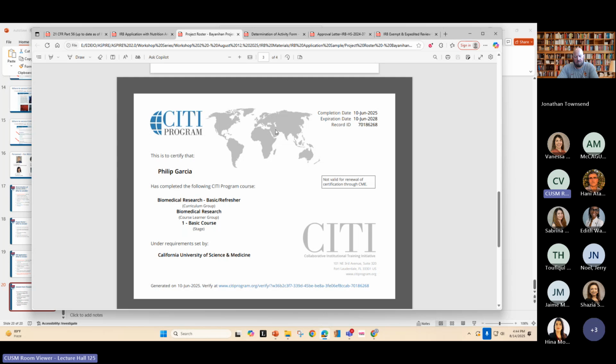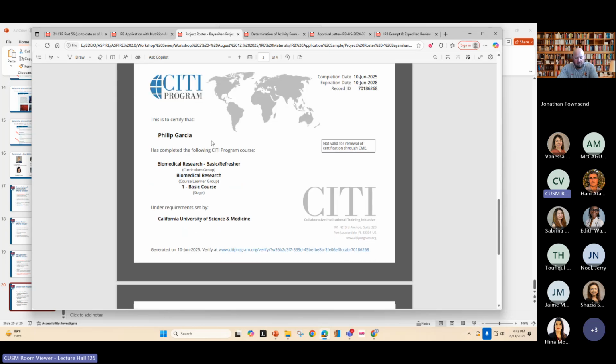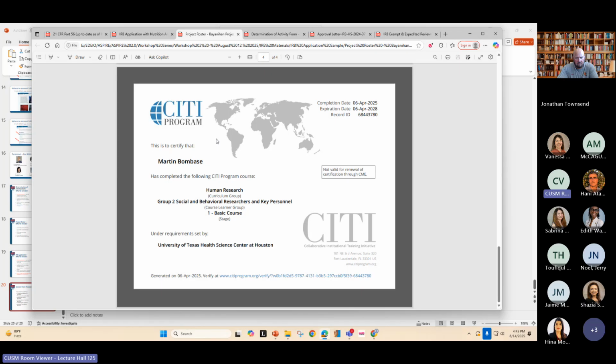As part of the application, not only do we specify the new names and members, but we also specify all the members of our team that are IRB certified. So you'll see here a listing of their CITI certificates. This is what they look like.